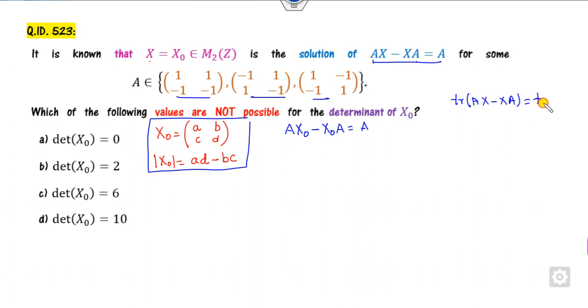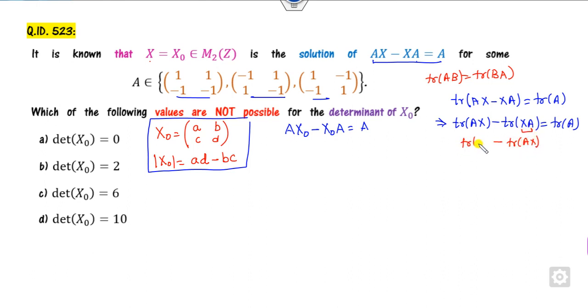What is the trace of this? We know that I can write trace of AX minus trace of XA is nothing but my trace of A. And we all know that the trace of AB is the same as the trace of BA. So I can write this number as trace of AX. So what is that? This is 0. So the trace of A is 0.